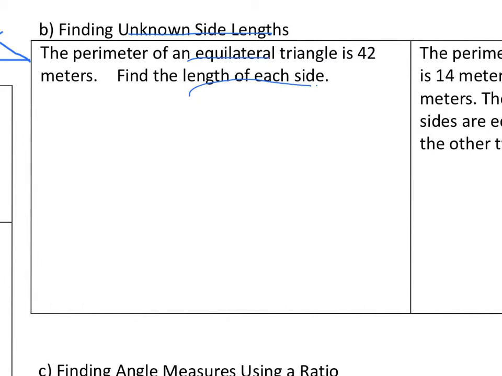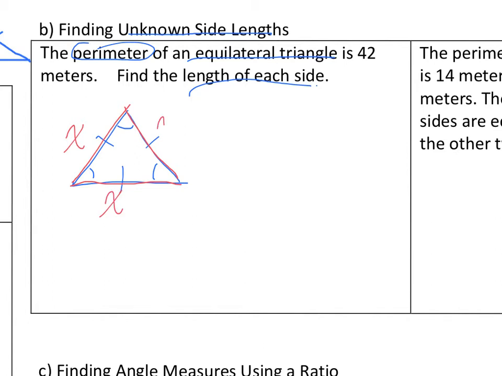So we know that for an equilateral triangle, all sides are equal. All angles are equal. The perimeter is the distance around the shape. I can let one side be x, and since by definition of an equilateral triangle all sides are equal, all three sides can be x.